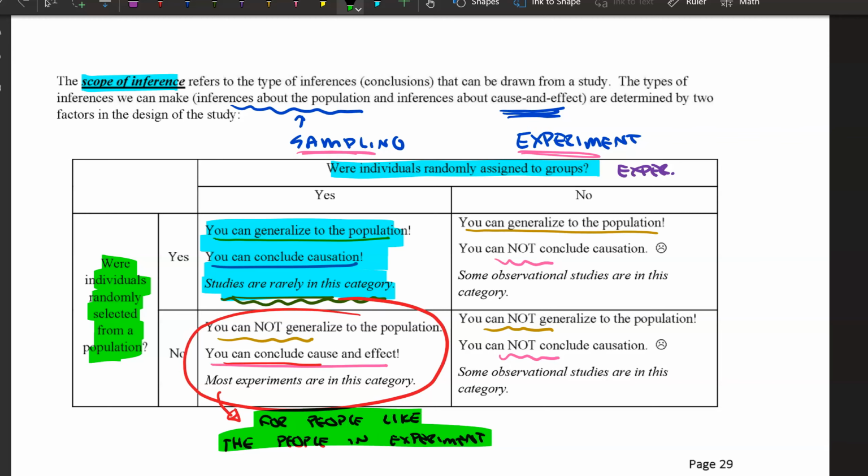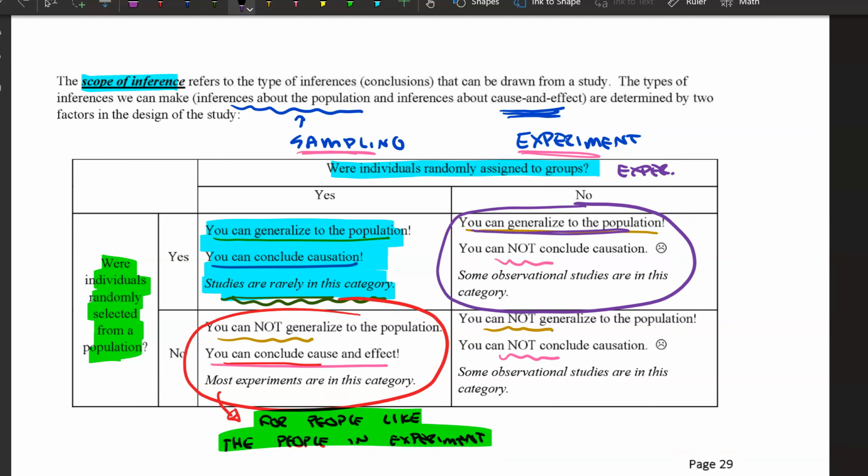So anytime I draw a conclusion for an experiment, this is going to be like the last thing I tack on to the end, and I think it's a good idea too. Usually whenever we're doing surveys, we are here. We can generalize to the population of interest.